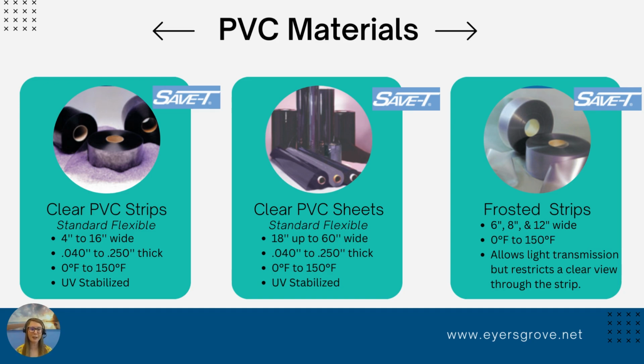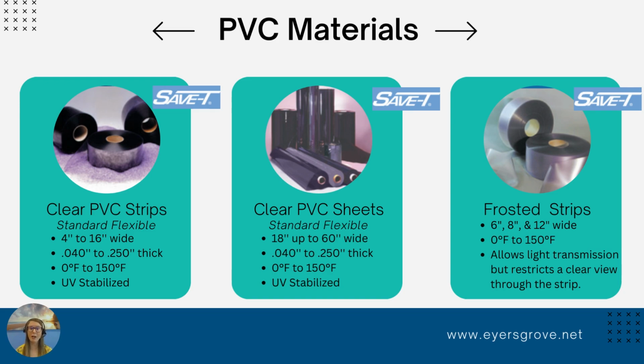So first up, we have the clear PVC strips. You can see they go from 4 inches wide to 16 inches wide. They're different thicknesses and they are UV stabilized. Then we have the clear PVC sheets, those larger sheets, 18 inches all the way up to 60 inches wide with the thicknesses and again UV stable. So you have strips and sheets.